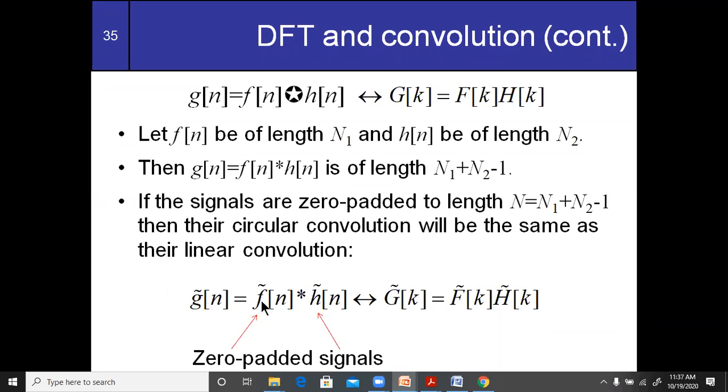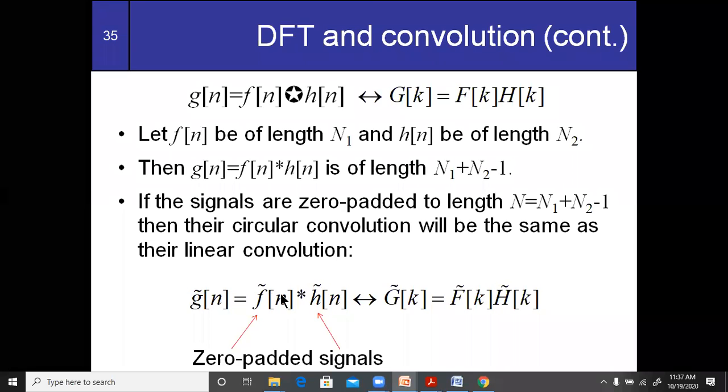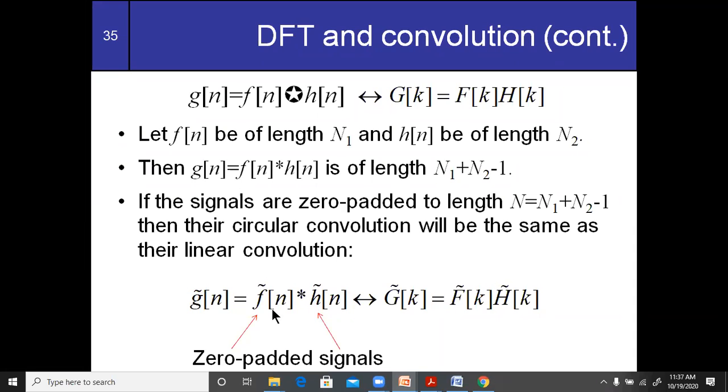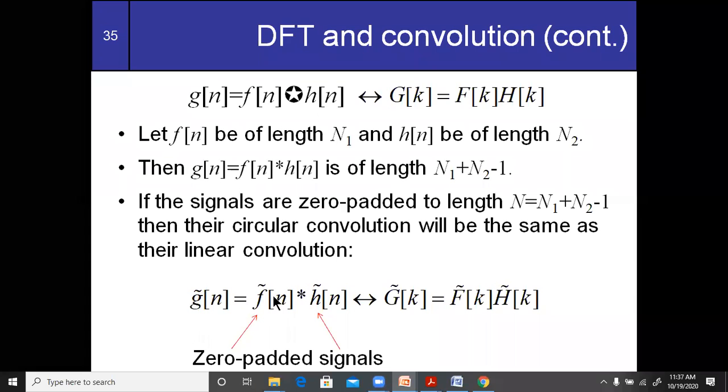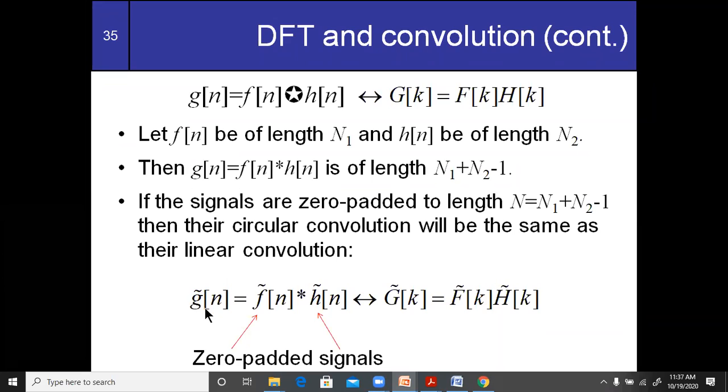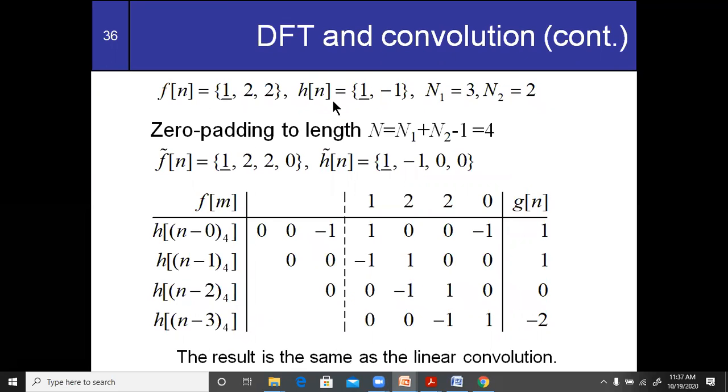So we'll get here f[n] and h[n] with zero padding, the zero padded signals compared to f[n] and h[n], and whatever convolution of that is there, that corresponds to g[n]. And corresponding to this, if you multiply the two DFTs of these two terms, then you can just get the DFT of g[n]. So if you try to do that, we'll get this.